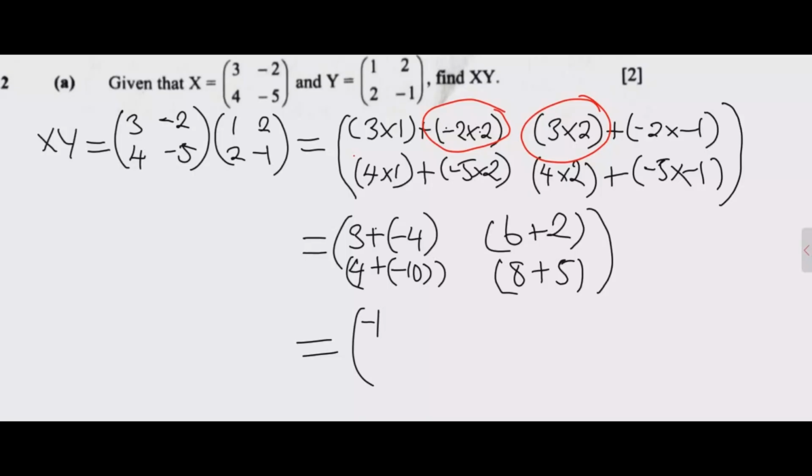Then we say 6 plus 2 will give us 8. Then 4 plus -10, so which one is bigger? 10 is bigger than 4, so we maintain the sign of the bigger number, which is 10. Then 10 minus 4 will give us 6. Then we say 8 plus 5 will give us 13. Then we close bracket, and this is the final answer.